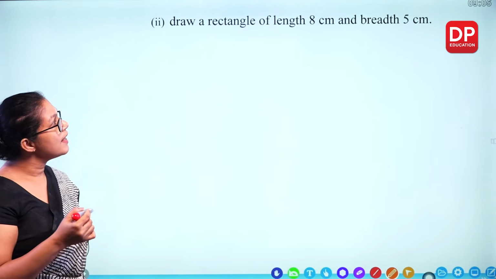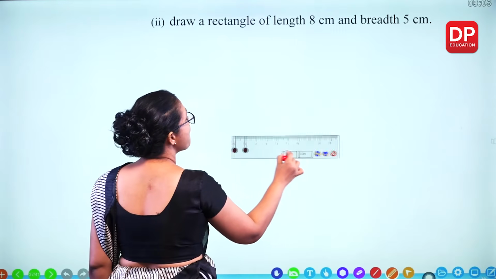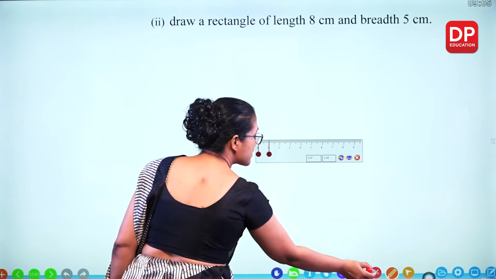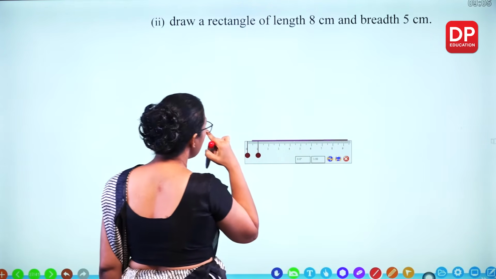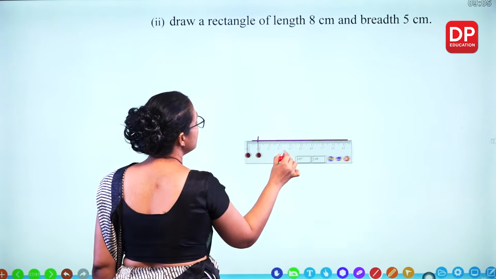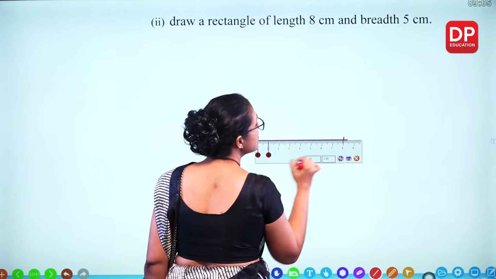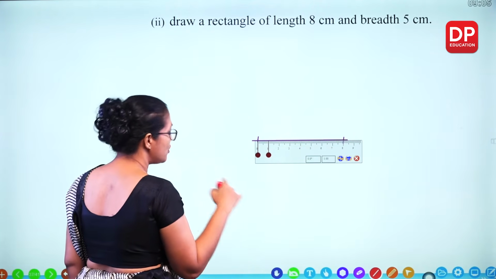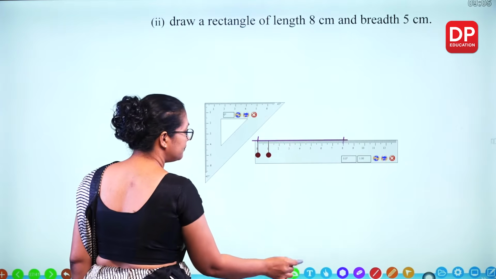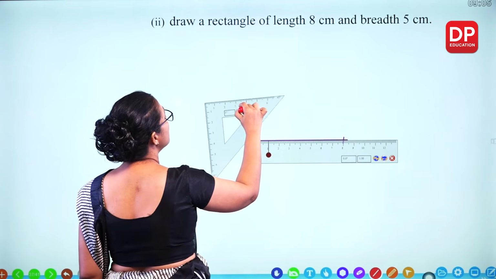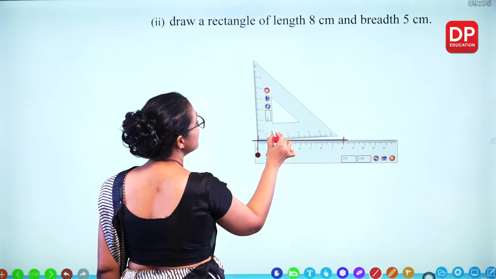Draw a rectangle of length 8 and breadth 5. So take the ruler. You can draw a line first. And mark the point here. And what's the length there? 8 centimeters. So 8 centimeter, mark it. The length is 8. Then what you do, you take the set square and keep on top of the line.